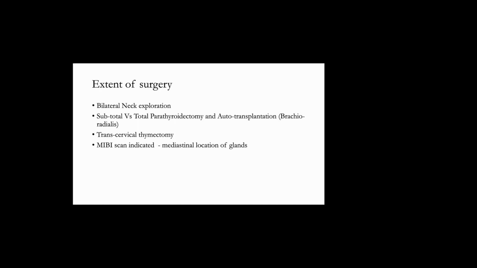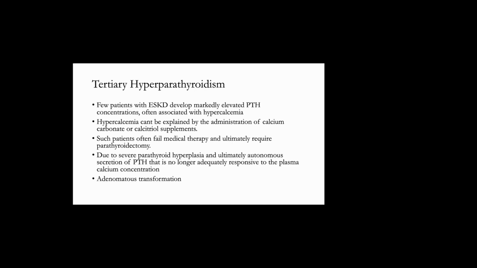So I think subtotal, which is 3.5, or along with total parathyroidectomy, do a very fine, good autotransplantation. You should make maximum efforts from your side to make the parathyroid survive in the brachioradialis. So here I generally do a scan to rule out any mediastinal location of the gland, to have success in surgery. So tertiary is when the patients with end-stage kidney disease start developing hypercalcemia.